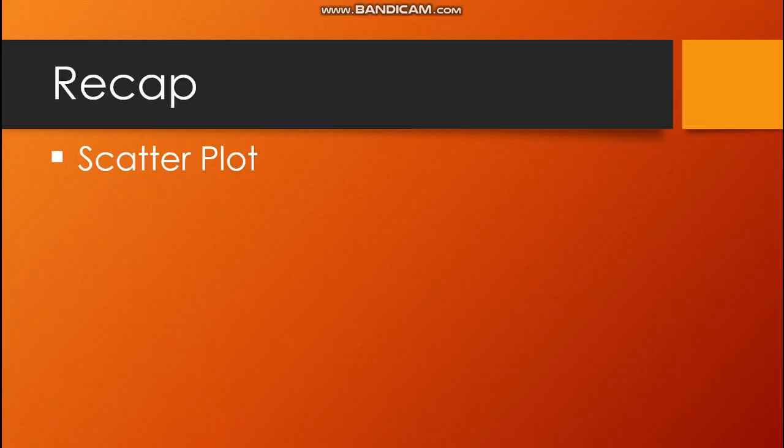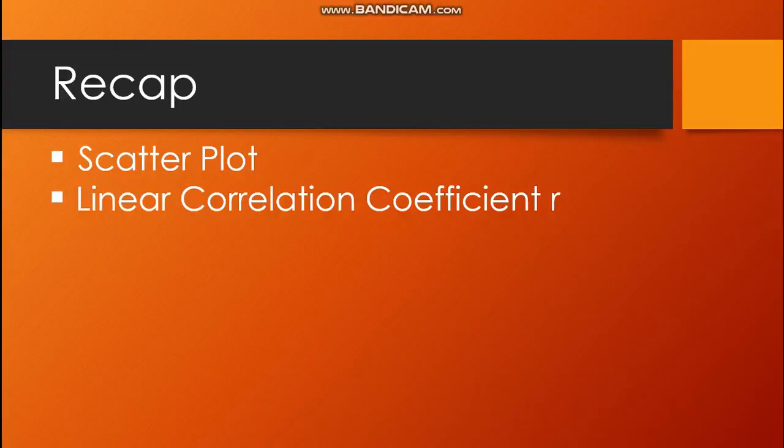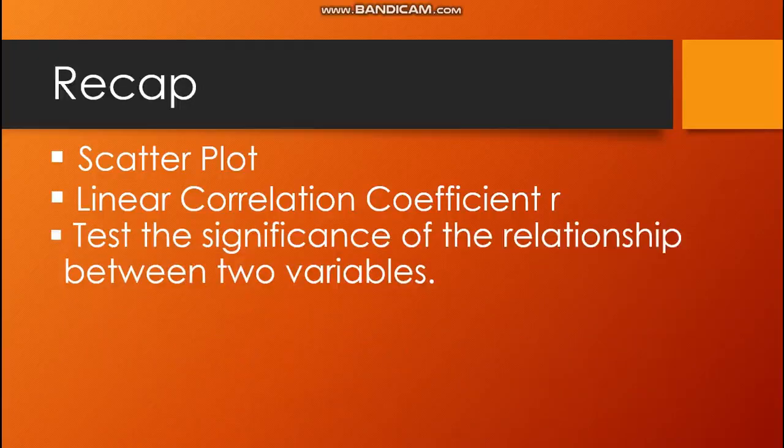Good day. Last week, you have learned how to construct a scatter plot, and you have learned how to find or determine the value of the linear correlation coefficient, or specifically the Pearson product-moment correlation. And you have learned to test the significance of the relationship between two variables. That is what we call testing the value of R that we obtained using the Pearson product-moment correlation coefficient.